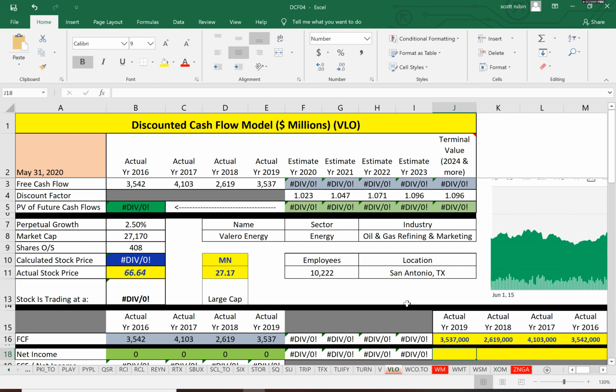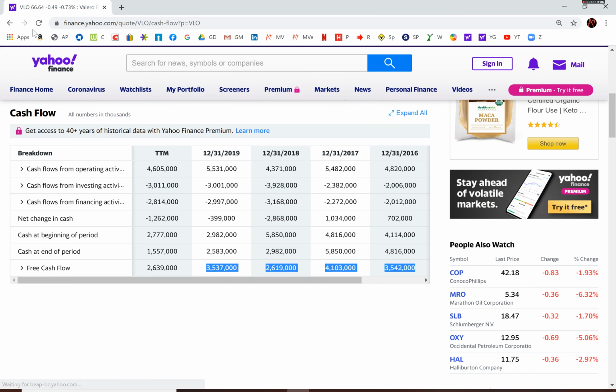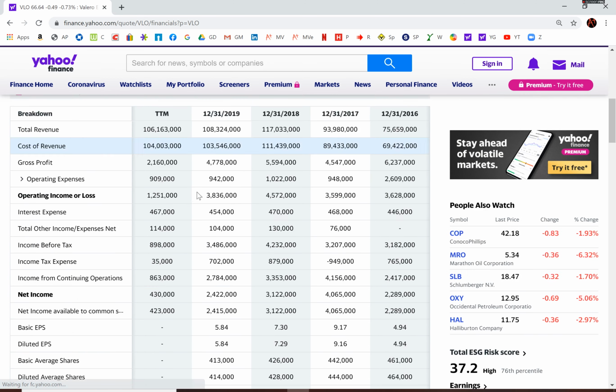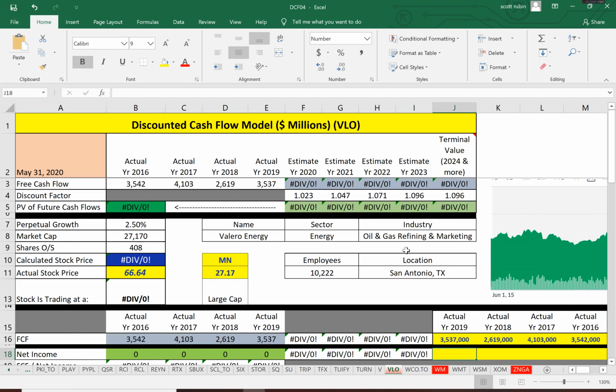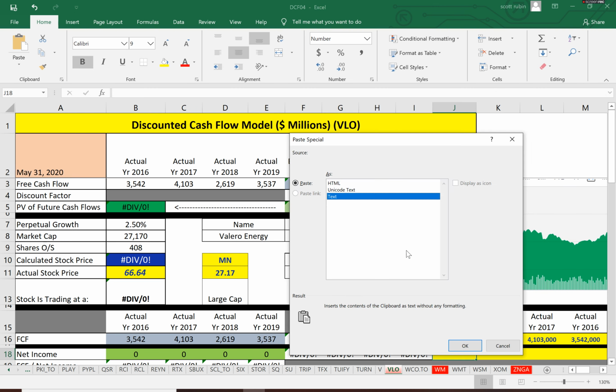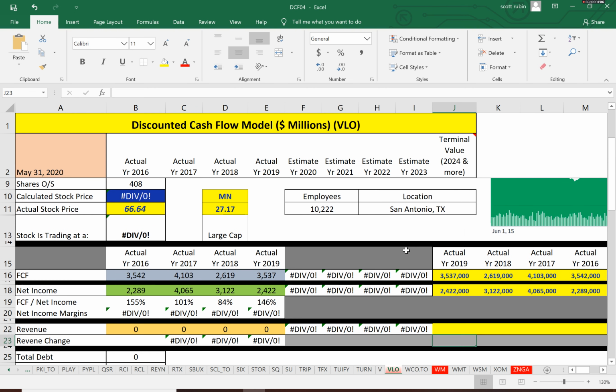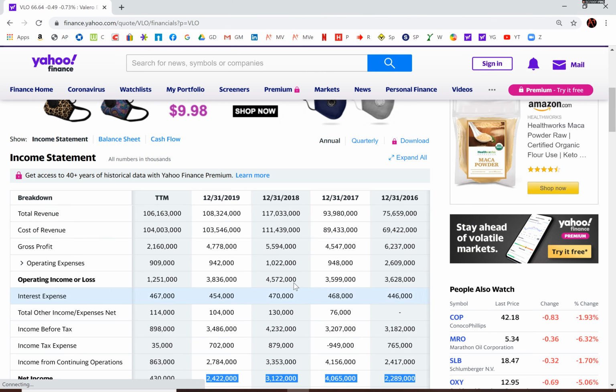So we got 4 years free cash flow on a cash flow statement. Then we need net income on the income statement. And all this information is in Yahoo Finance. You could also go to the 10K, but it's just so convenient using Yahoo. Revenue.